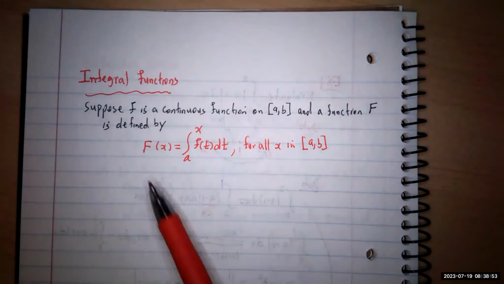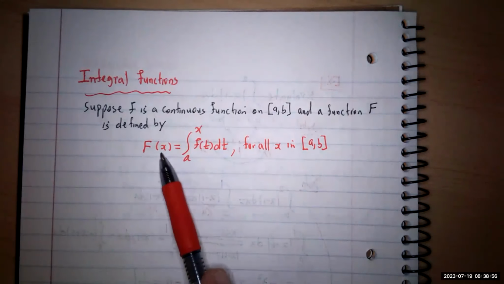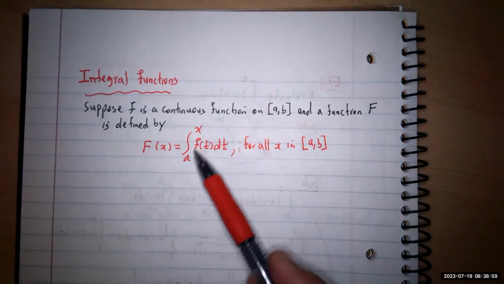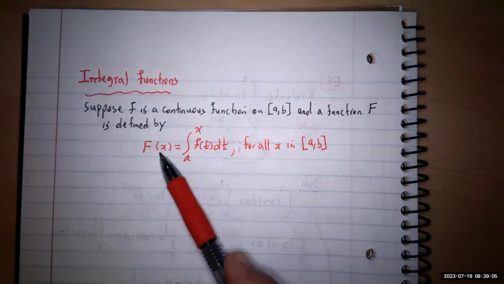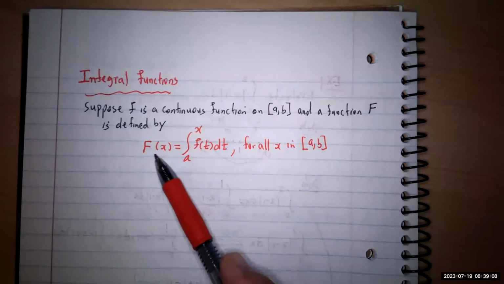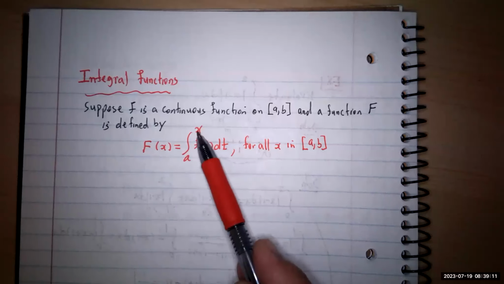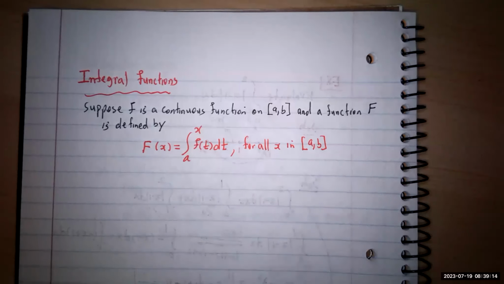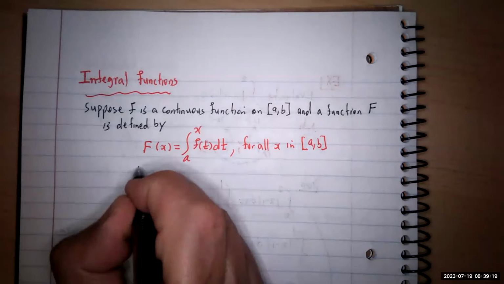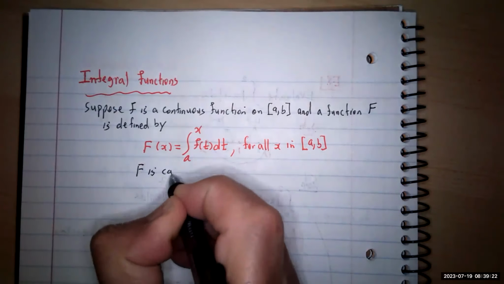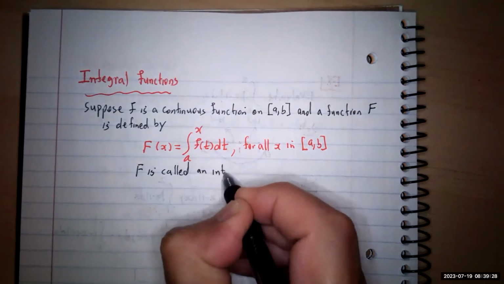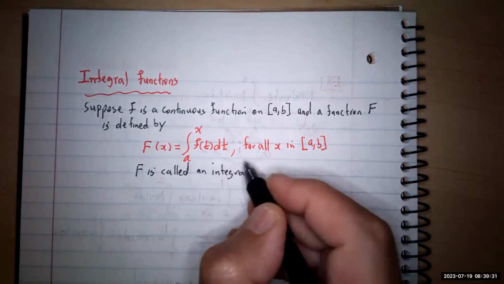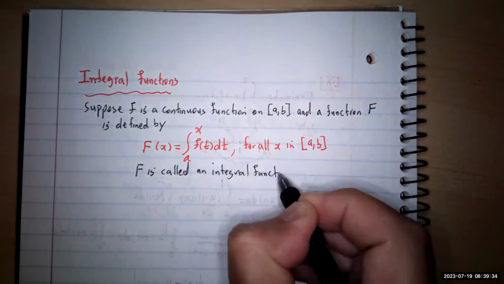So what does it mean? Suppose you want to find F of 1. You have to put the 1 here, then go and find this integral, the integral from a to 1, and that gives F of 1. If you come back and find F of 2, replace x by 2, and you have to find the integral again and again. Since it's defined by an integral, it's referred to as an integral function. F is called an integral function.